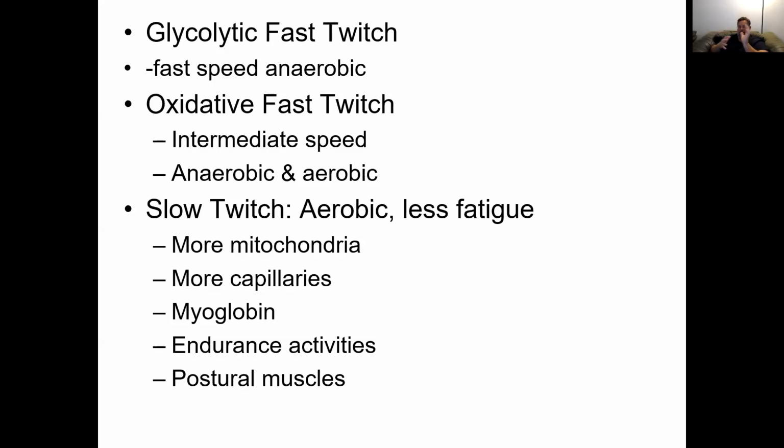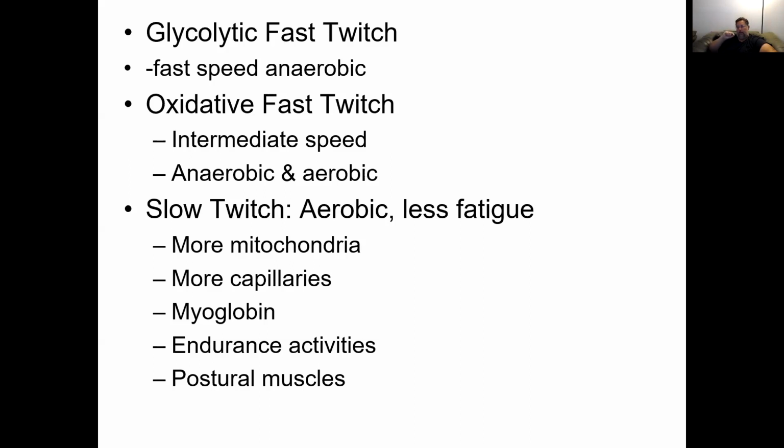So this oxidative fast twitch is the intermediate between these extremes, where you have the glycolytic fast twitch, and then you have the slow twitch, which is much slower at fatiguing. So a lot more mitochondria, a lot more capillaries, a lot more myoglobin. Excellent for posture and endurance activities.